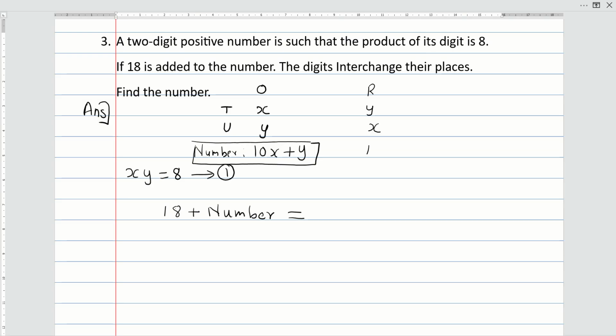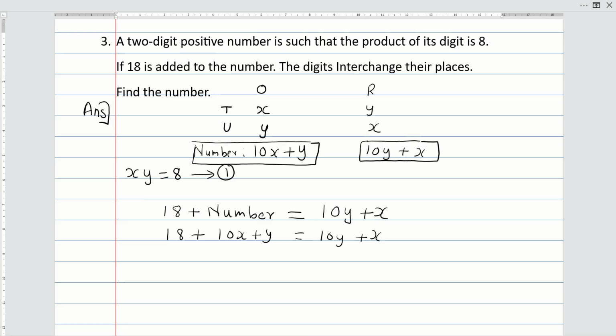It will be 10y plus x. This is a reverse number. So the meaning of the second condition is, when 18 is added to the number, whatever number we obtain will be the reverse of the original number. I hope you understood till here. So here let us put 18 plus, what is our original number? 10x plus y, correct, is equal to 10y plus x.